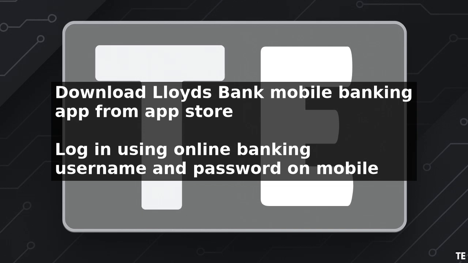To sign up for mobile banking, you will need to download the Lloyds Bank mobile banking app. You can do this by searching for the app in the App Store on your phone. Once you have downloaded the app, you will need to log in using your online banking username and password. You will then be able to access your account information, transfer money, and pay bills using your mobile phone.